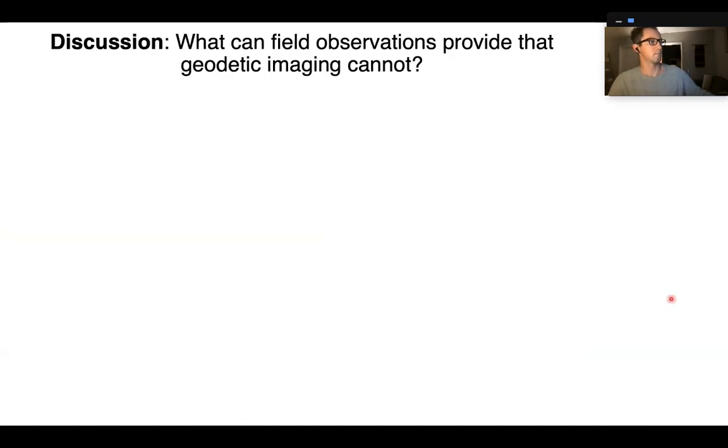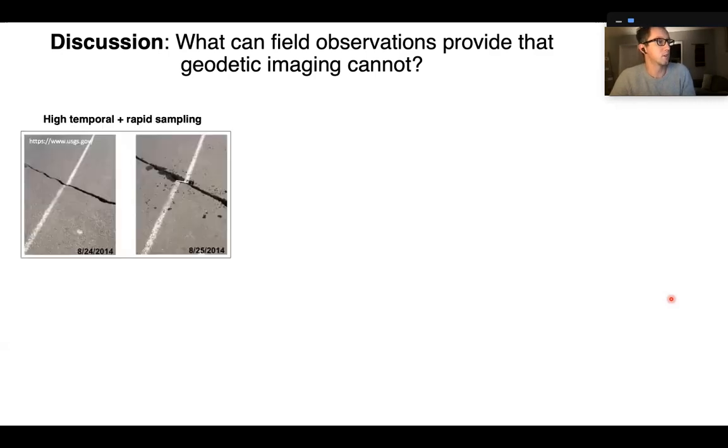Okay, so lastly, I'd like to end on the topic of, given the limitations of the data sets I just presented, what can field survey observations bring that this geodetic imaging technique simply cannot? So first off, field surveying can provide very high temporal and rapid sampling of fault offsets. This is a good example along the 2014 Napa earthquake, where after only one day, about 5 centimeters of afterslip was observed when remeasuring the site.